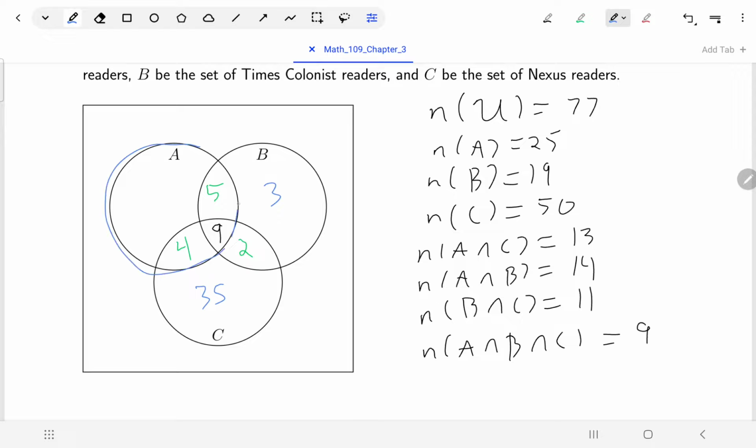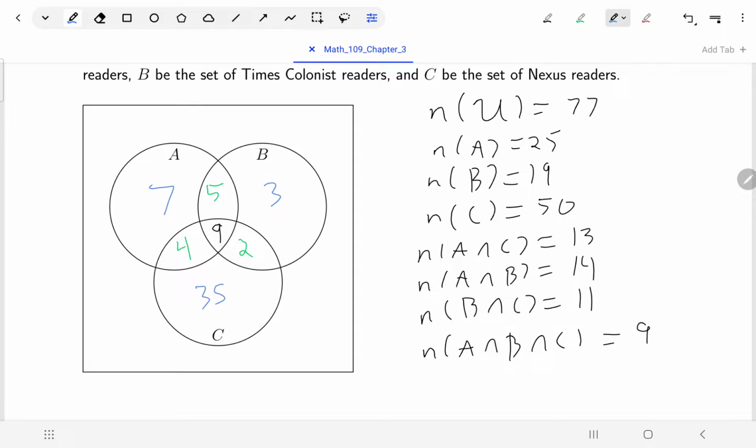And lastly, for set A, we're supposed to have 25 people. We have 4 plus 9 plus 5. We have 18 people in total. 25 minus the 18 that we've put in is 7 people remaining.